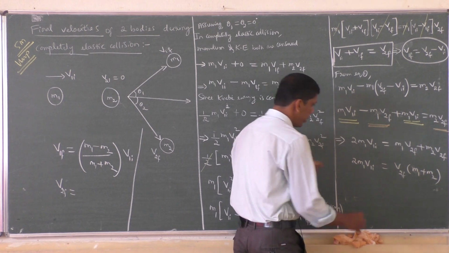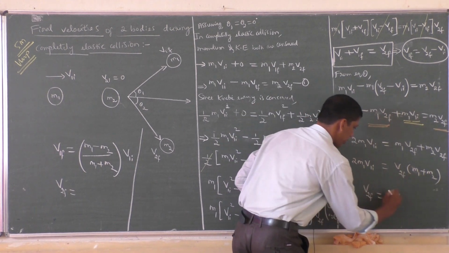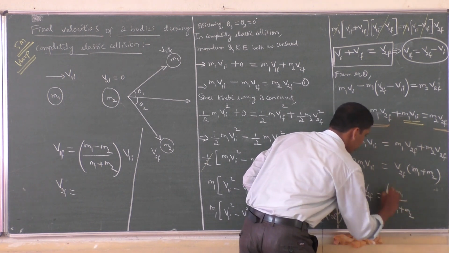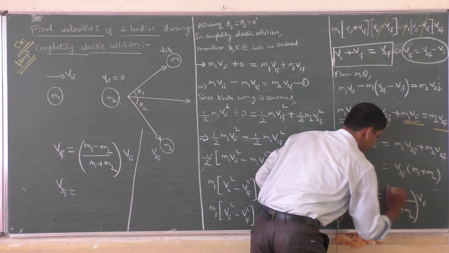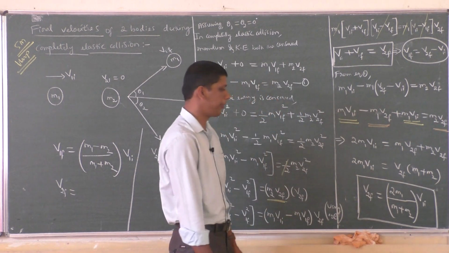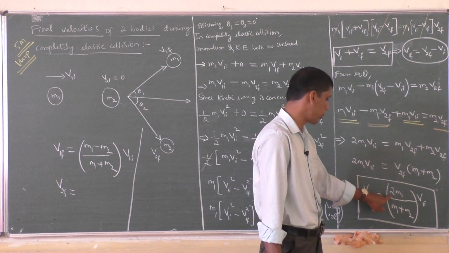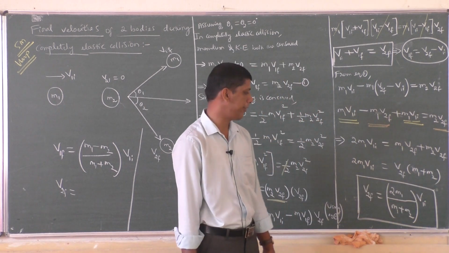So therefore, if we write the v2f formula, how will it be? For the v2f formula, bringing this to this side, 2m1 by m1 plus m2 into v1i. So this is a final equation. So therefore v2f formula, final velocity of a second body, that is given by the formula, that should be equal to 2m1 divided by m1 plus m2 into v1i. So this is a final equation.